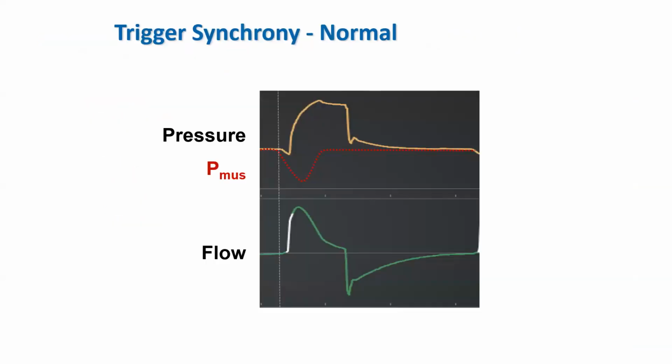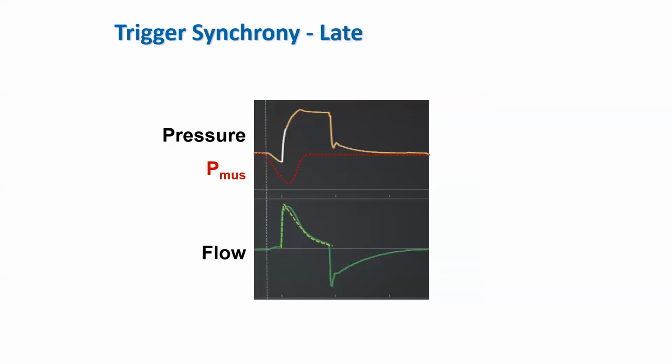Now, normal triggering would be something like this. Again, these are ventilator pressure and flow waveforms, and we have drawn in an imaginary PMUS signal. So we see that the PMUS starts here, and very shortly after that, the ventilator triggers with a flow trigger signal. On this ventilator, we know it's flow triggered because the flow waveform is colored white. If this had been a pressure trigger, then the pressure waveform would have been colored white. So this is the normal delay, and we can live with that. We can't get rid of delay on any mechanical ventilator. We can just minimize it to the point where the patient doesn't even notice.